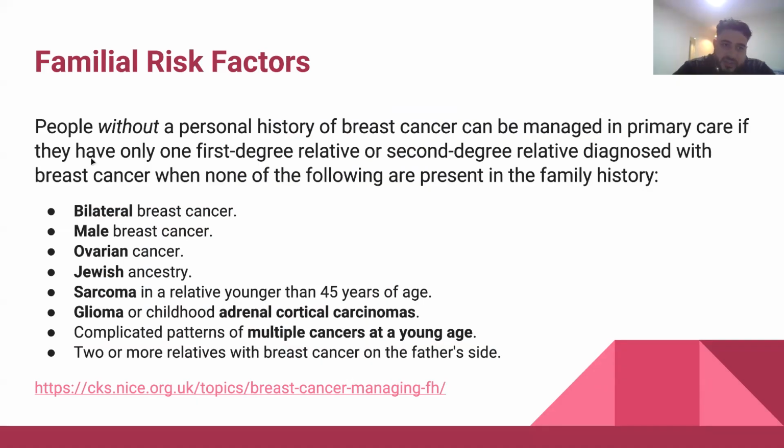So you have to consider things like familial risk factors. Some patients may not have a personal history of breast cancer. They can be managed in primary care if they only have one first-degree relative or a second-degree relative diagnosed with breast cancer, but none of the following need to be present in the family history: bilateral breast cancer in a first-degree relative, any instance of male breast cancer, any previous history of ovarian cancer, or Jewish ancestry.